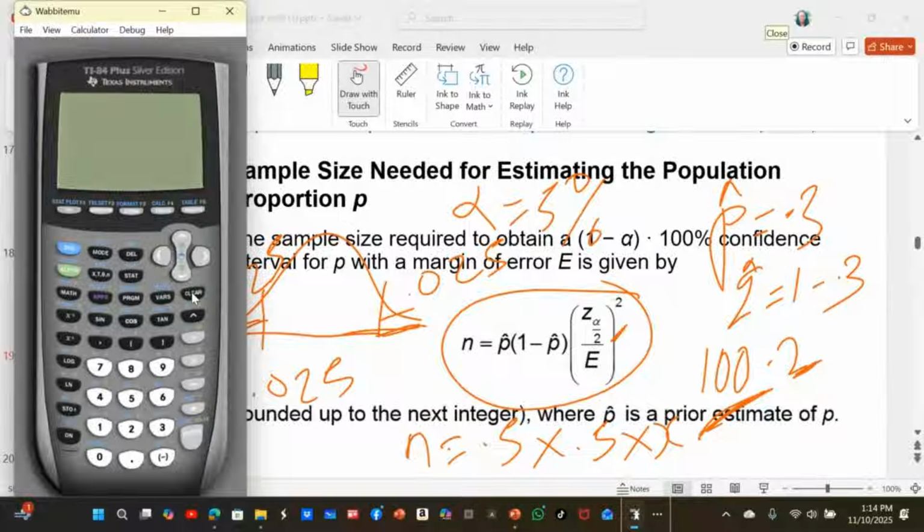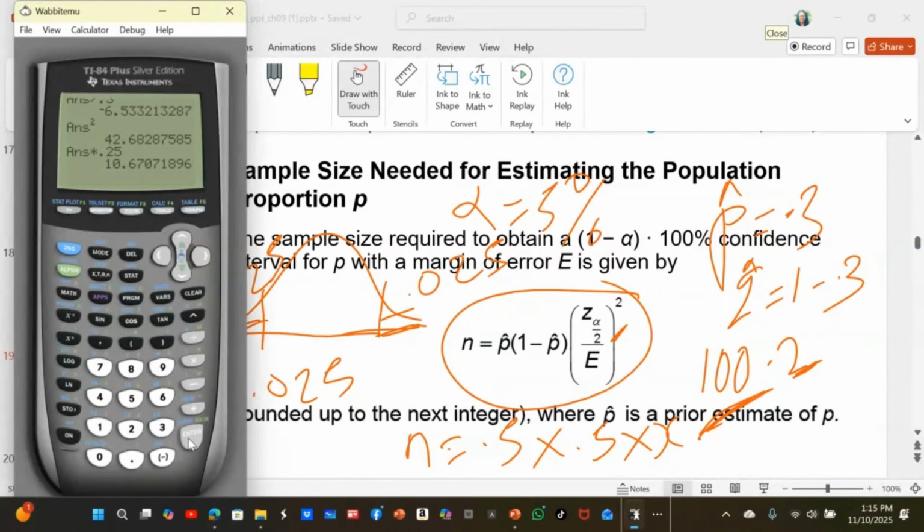So I have the critical value, second distribution, and inverse norm. So I calculated inverse norm, and I divide inverse norm by 0.3, which is the margin of error. And I have to square this. So when I square it, I get the critical value divided by the margin of error, squared. And then I can multiply this by 0.25. That is success multiplied by failure, 0.25.